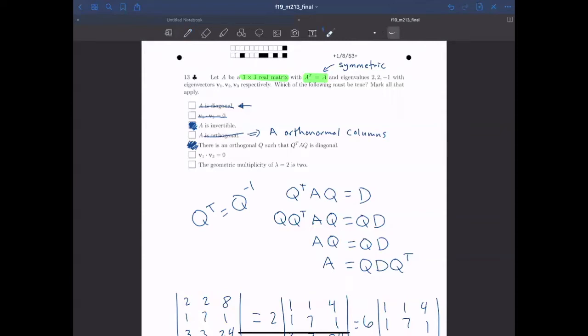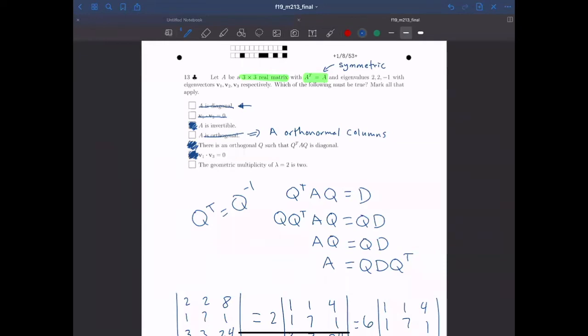The next option is v1 dot v3 is equal to 0. Does this have to be true? Yes, this one is true because v1 and v3 are eigenvectors from different eigenvalues, okay? And remember, for symmetric matrices, eigenvectors that come from different eigenvalues are orthogonal. So v1 and v3 will be orthogonal.